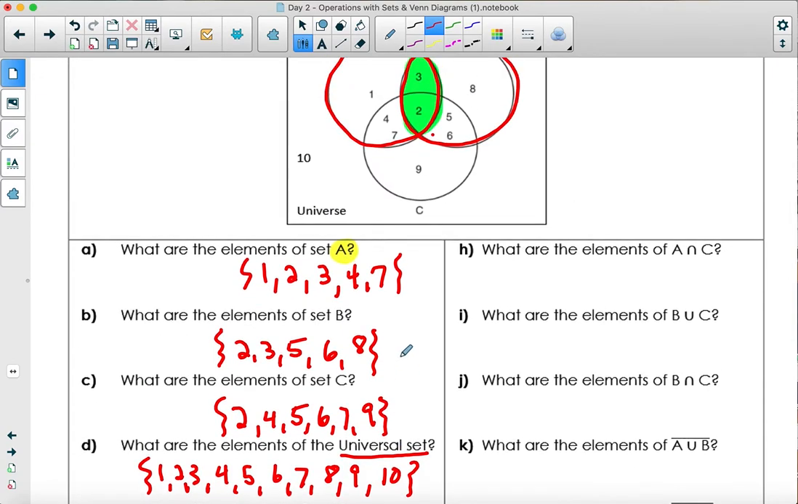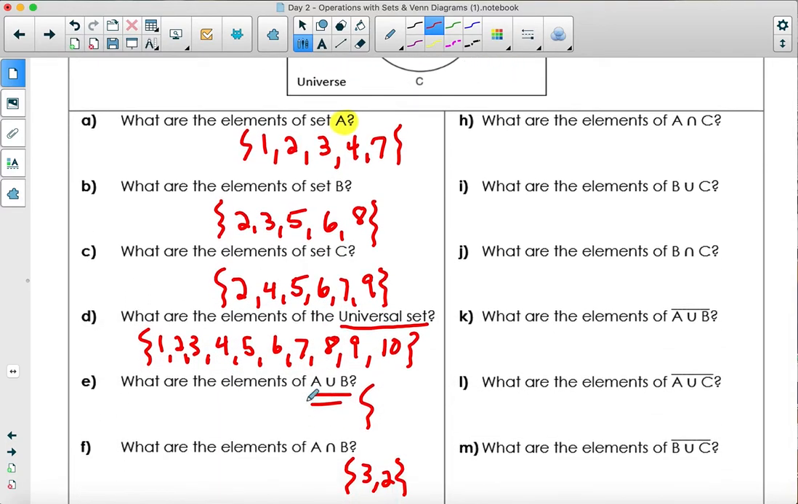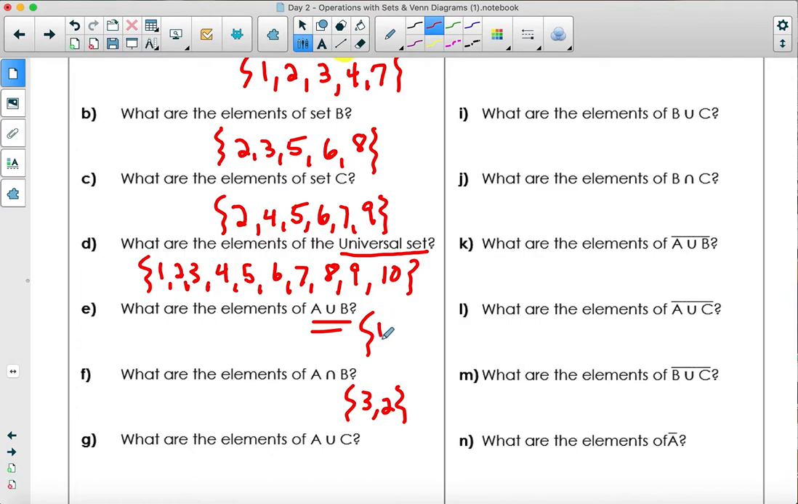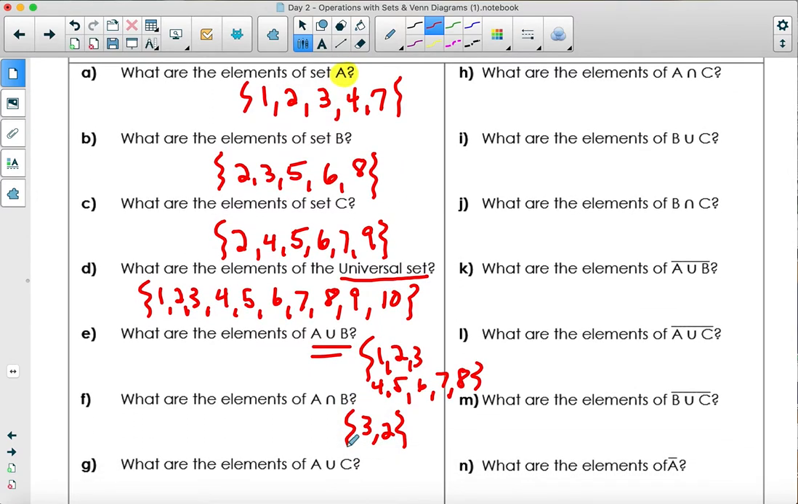Okay, A union B is all of this all together. So it's going to be everything except 9 and 10. So I'm going to write that. So the union is 1, 2, 3, 4, 5, 6, 7, and 8. Because it's everything except 9 and 10, A and B together.